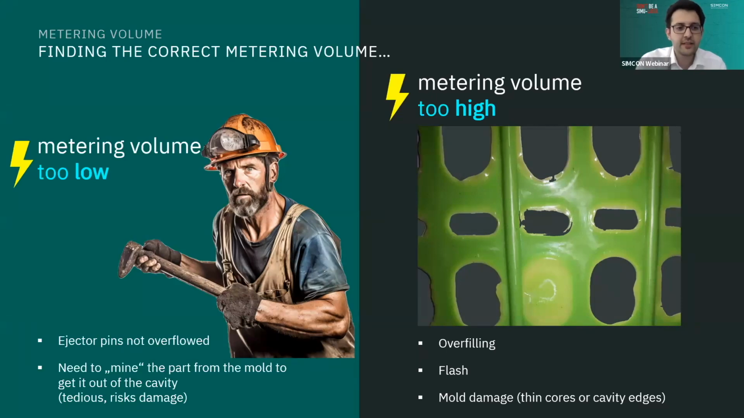If the first shot is not already a very short shot, if you start too small here, it may be that the ejector pins are not overflowed during the filling study, and then the part has to be mined out of the mold, and this takes a lot of time and can also damage the mold. Going too high, too fast can overload the tool or the mold and create burns that can also damage the tool, or it might even lead to breaking or bending thin cores inside the mold. So you also don't want to have a too high dosage volume or metering volume.